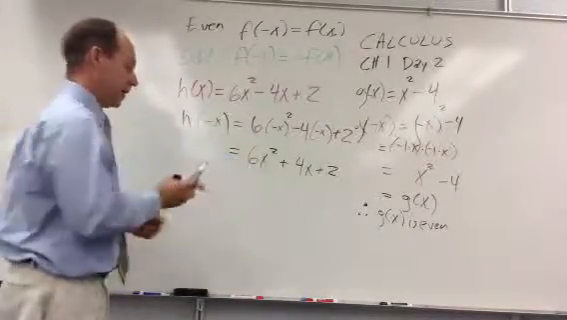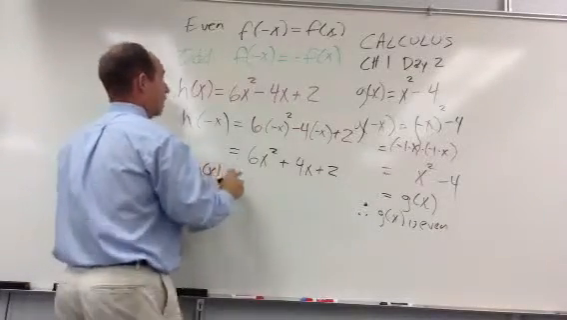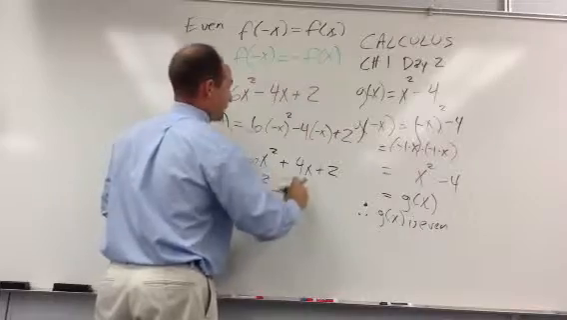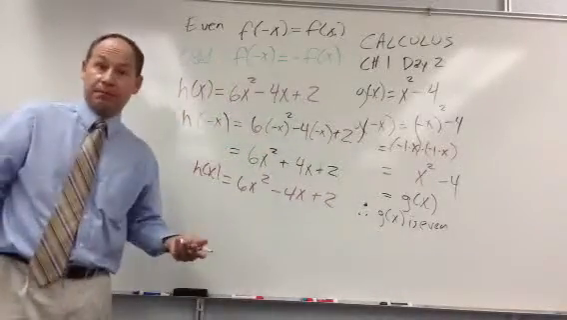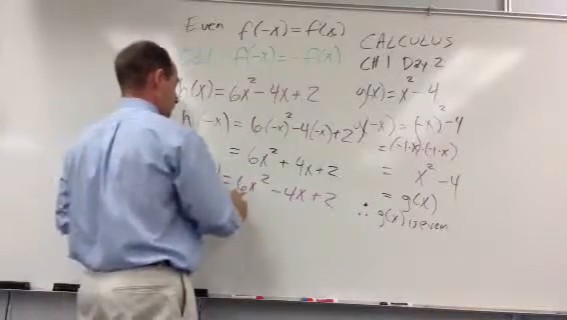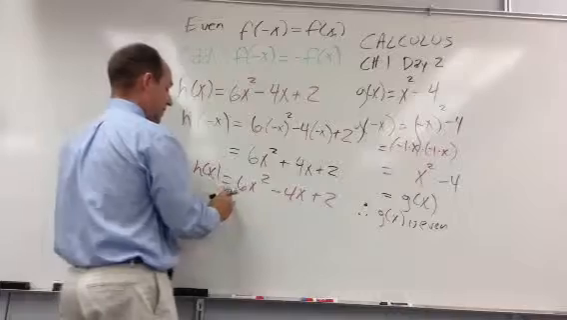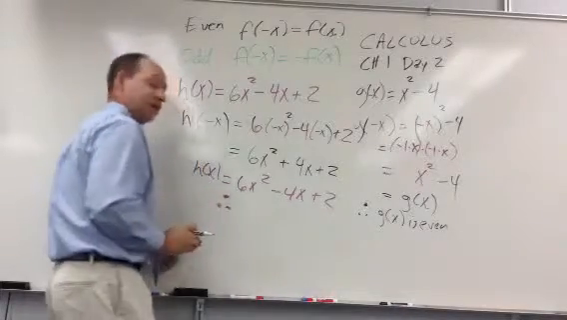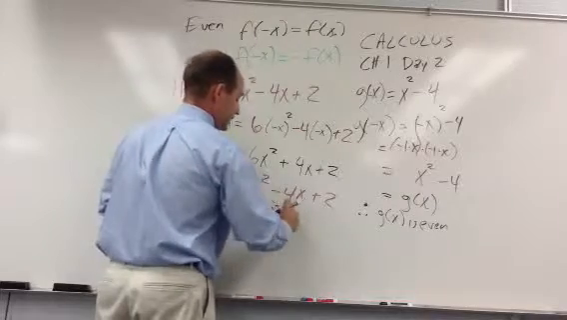It's right there. Let's compare that to h of x. H of x is 6x squared minus 4x plus 2. Are those two things term for term the same? No. So we make a claim. Because when I put in this opposite of x, I did not get the beginning. We say, therefore, h of x is not even.